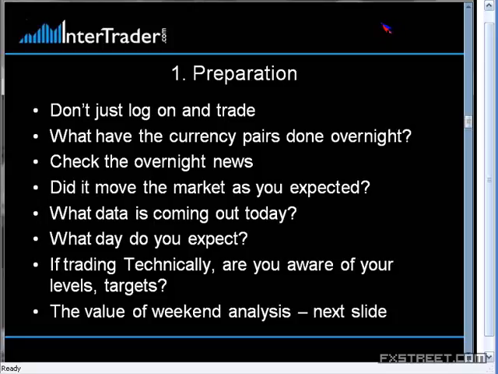So preparation, as I said, please don't just log on and trade. Even if you just do 5 minutes of preparation, it will make the difference. Look at what the currency pairs have done overnight. What's relevant to the markets you trade? See if there's any overnight news. Did it move the markets as you expected? What data is coming out today? It's always very important to check the economic calendar. There's no excuse these days not to.